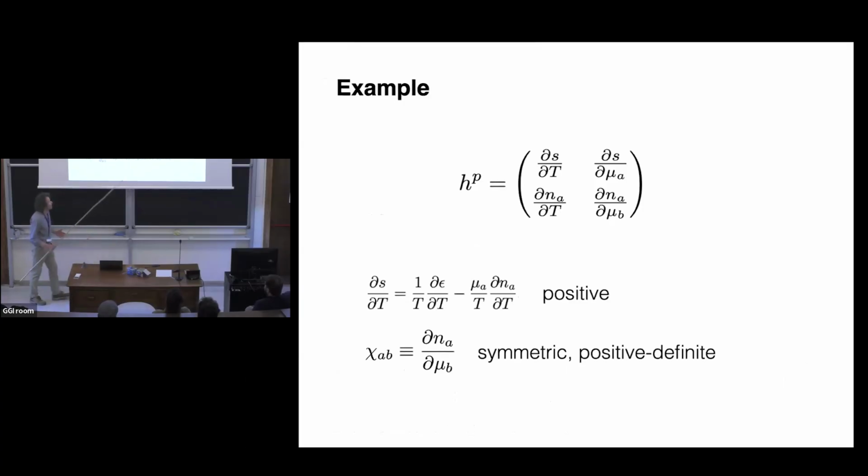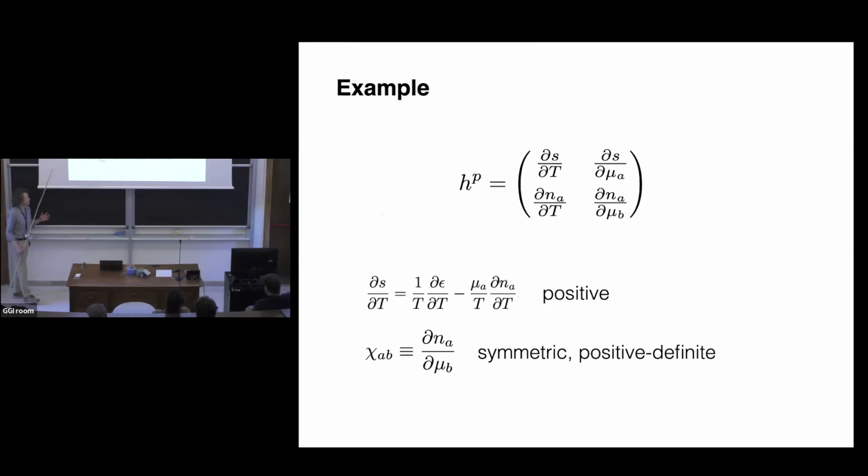So here is a simple example of the Hessian, the matrix of second derivatives of pressure. So this is partial S, partial T. S is the density of entropy, then the derivative of S with respect to chemical potentials, the number density with respect to temperature, and the charge susceptibilities. So this would have to be positive. This would have to be symmetric and positive definite.